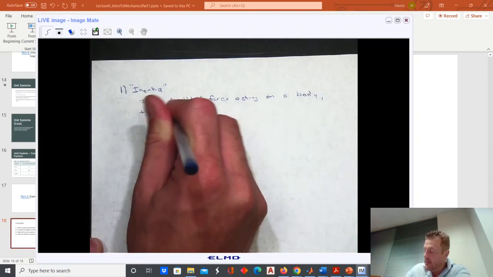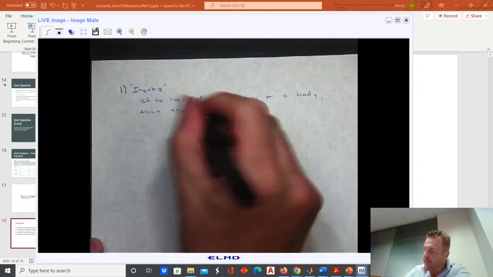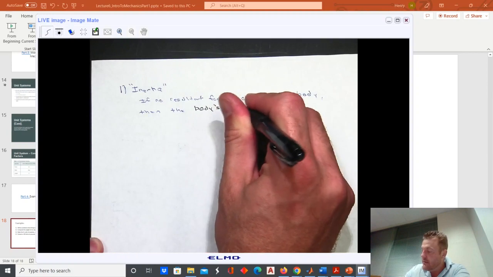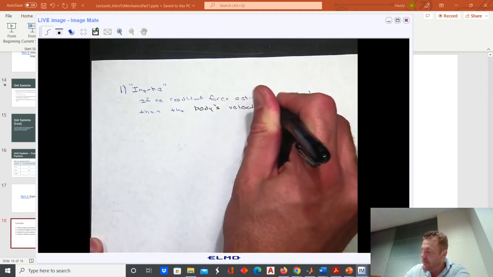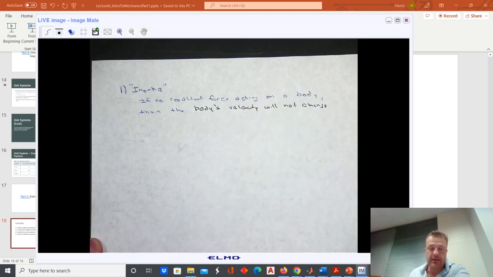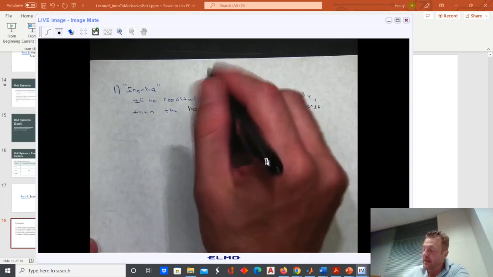then the body, and my pen is dying here, so I'm going to swap it out. Sorry about that. The body's velocity will not change. Another thing that you could have written there is that the body won't accelerate, because remember that acceleration by definition is just the rate of change of the velocity.